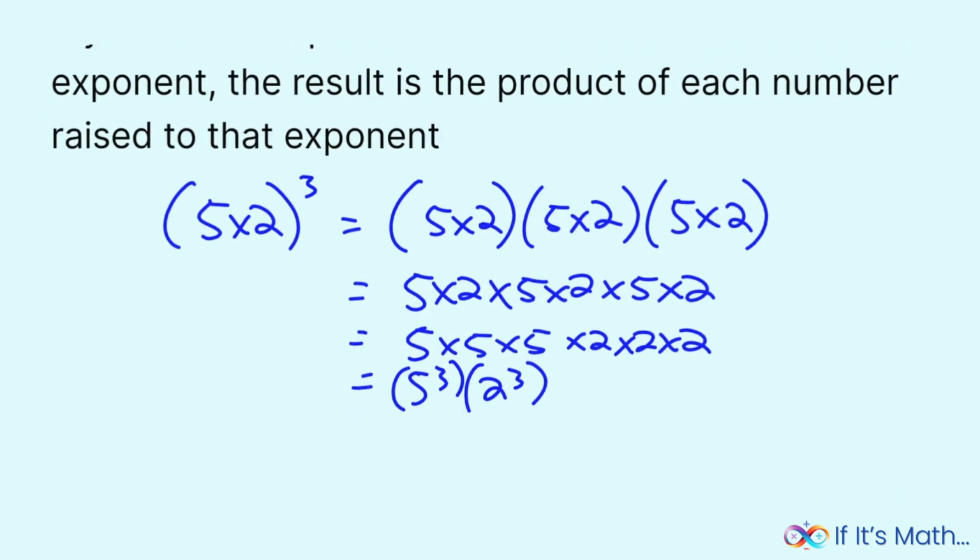So what this rule tells us is that if you're multiplying two numbers and then raising to an exponent, you can split it apart. So the way to think about that rule is that if you have xy to the n, that is x to the n, y to the n.